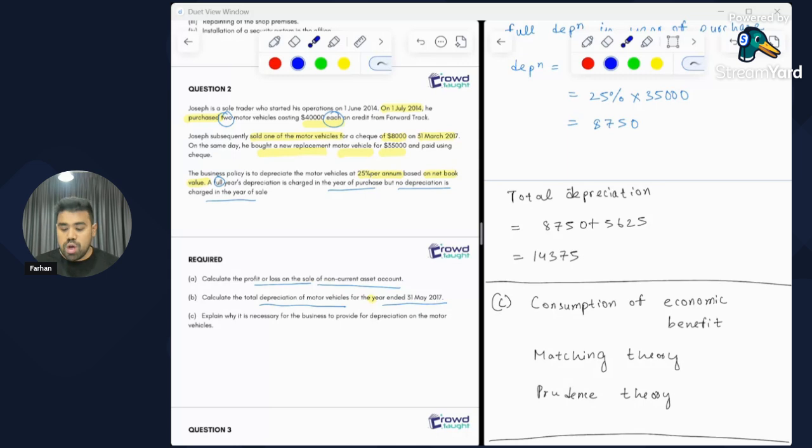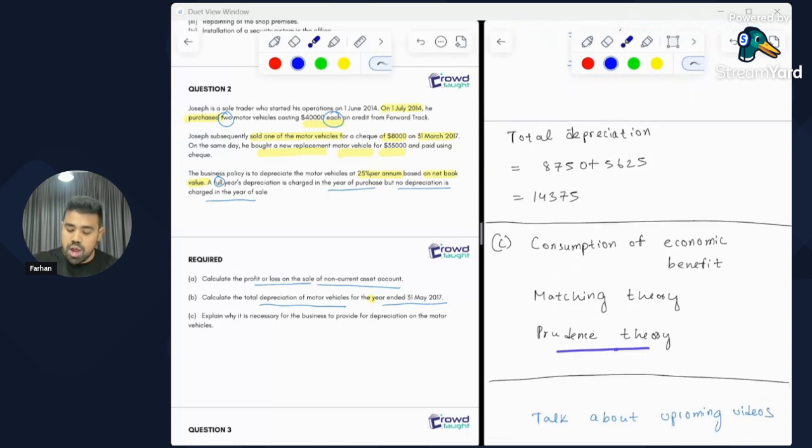We could also look into another theory, which is the prudence theory. Now, what's the prudence concept? The prudence concept is simply that assets are not to be overstated, profits are not to be overstated, and liabilities and expenses are not to be understated. So when we are accounting for depreciation because of the consumption of the economic benefit from this motor vehicle, our depreciation expenses go up, which means our accumulated depreciation will go up and our net book value will go down, which gives us a reasonable estimate of the value that's still remaining within the asset. So that's why we're not overstating assets.